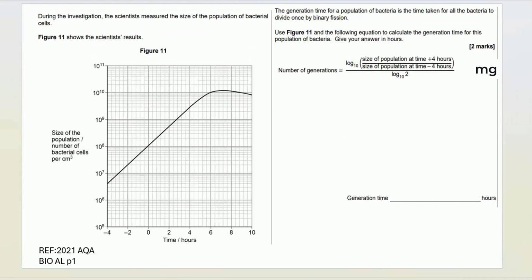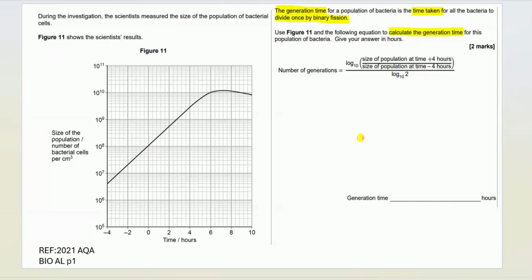Okay, for this question, during the investigation, the scientists measured the size of the population of bacterial cells. Figure 11 shows the scientists' results. So we've got a line graph here with size of population and time in hours at the bottom. The generation time for a population of bacteria is the time taken for all the bacteria to divide once by binary fission. Use figure 11 and the following equation to calculate the generation time for this population of bacteria. Give your answer in hours. So this is quite a confusing one.